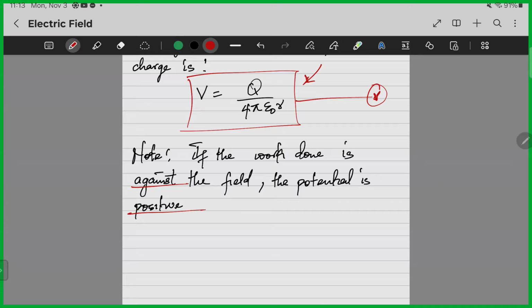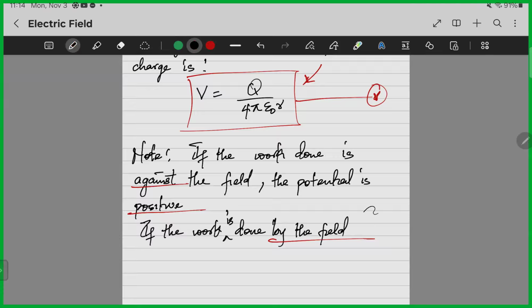But if the work done is by the field, if the work is done by the field. So there is against the field and there is by the field. In the case of by the field, the potential is negative. Take note of that. In the case of by the field, it is negative.